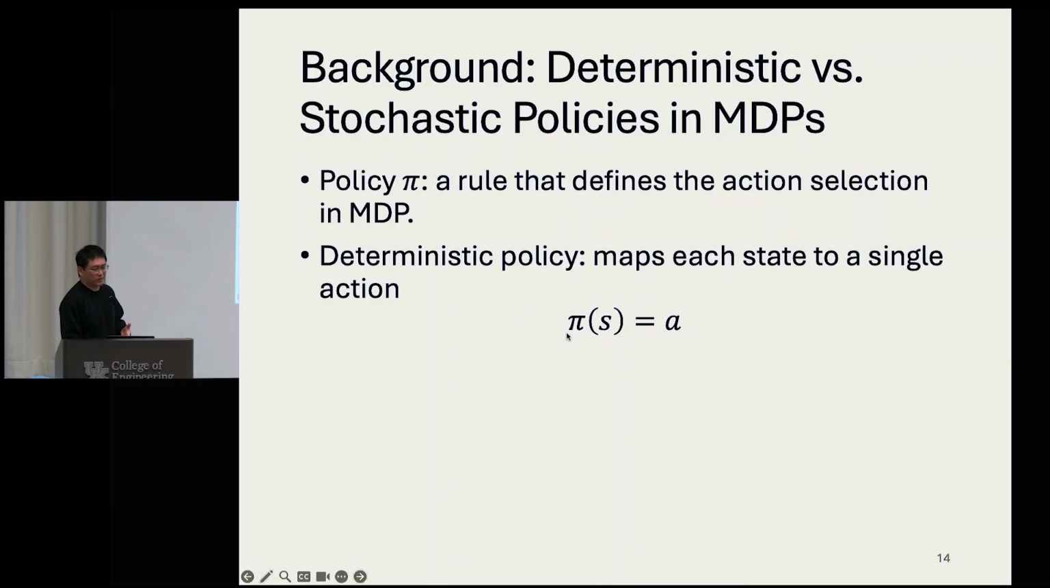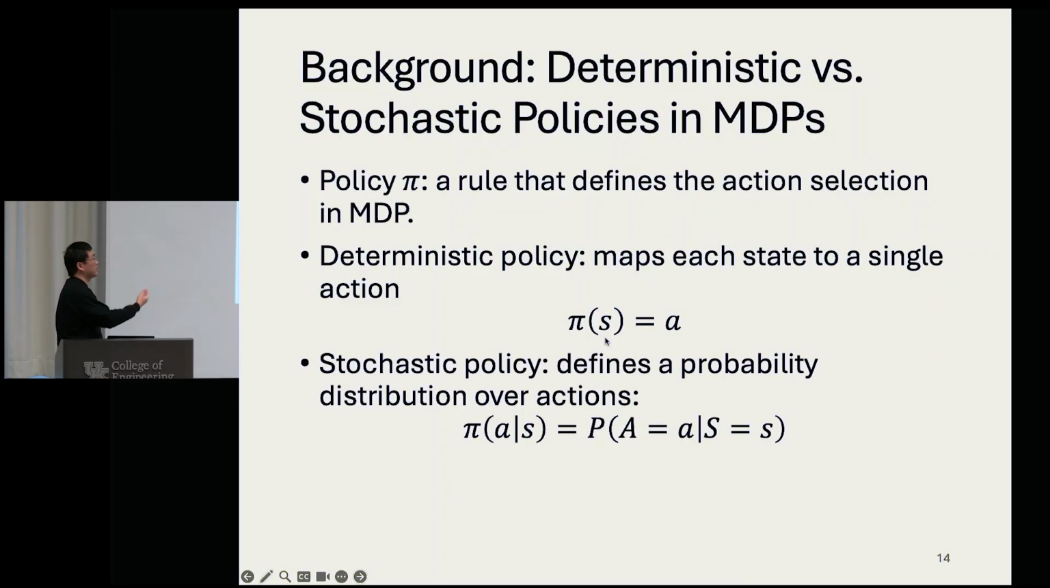So we can use this equation: pi takes the input s and the output is an action. That's a deterministic policy. In contrast, the stochastic policy means the policy is described by a probability distribution over different actions. So you can see that even at state s, doing different actions is described by a probability distribution. That's not deterministic, that's a stochastic policy.